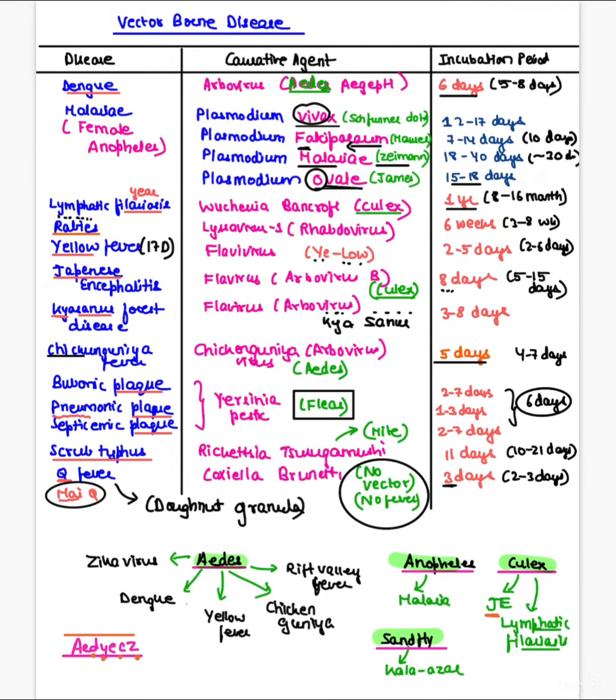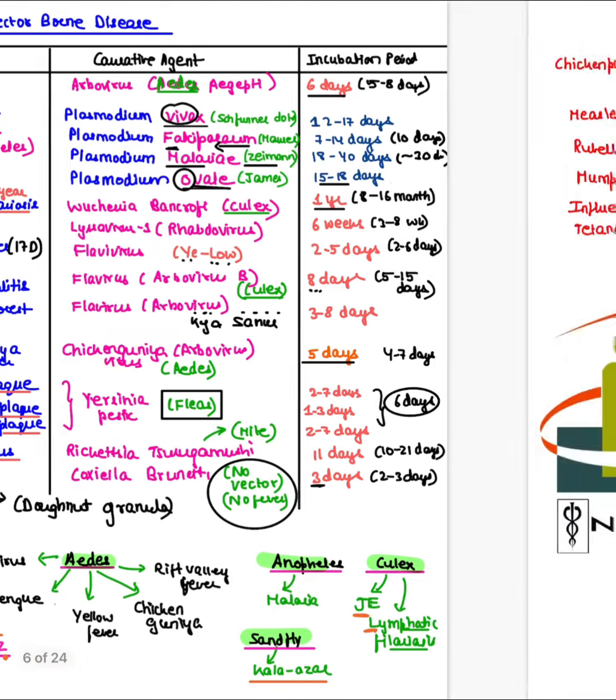Culex, guys, there are 2 things you need to know. One is Japanese encephalitis, caused by a flavivirus, an arbovirus, and the other is lymphatic filariasis, caused by Wuchereria bancrofti. Again, very important. Sandfly, guys, that is your Kala Azar.